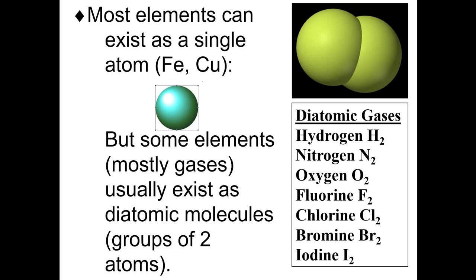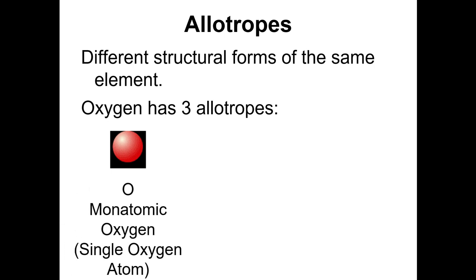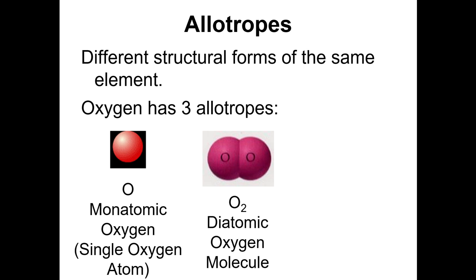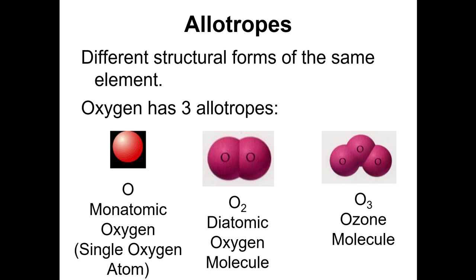Most elements can exist as a single atom. Fe stands for iron, Cu stands for copper, but some elements exist as diatomics. Allotropes are a very complicated thing, but I wanted to throw it in there just to enlighten you. They are different forms of the same element. Oxygen has three different forms: monatomic, single atom oxygen; diatomic oxygen, two atoms together making one oxygen molecule; and the triatomic ozone molecule.